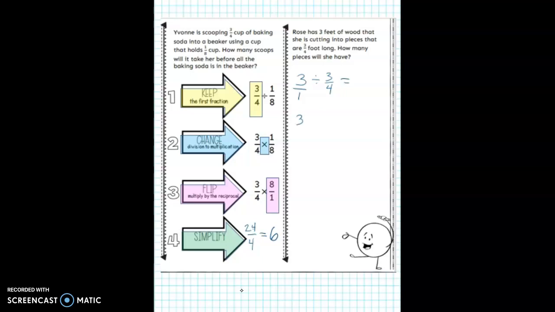So we keep the first fraction the same. We change the sign to multiplication, and we flip the second fraction to its reciprocal. Then we simplify by multiplying. 3 times 4 is 12. 1 times 3 is 3. Since 3 is a factor of 12, we will do 12 divided by 3 to get 4 pieces.